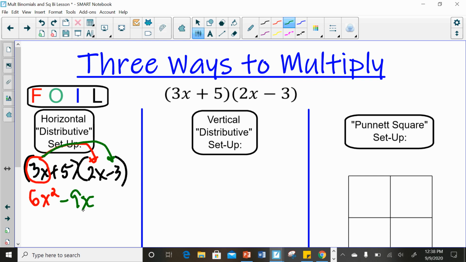Next is our inner. So we're going to take our inner term here, which is our positive 5, and we're going to multiply it to the other inner term here, which is 2x. So 5 times 2 is 10. Then times an x is just 10x. Then we're going to distribute this 5 for the last to the negative 3. So we've got 5 times the negative 3 is negative 15.